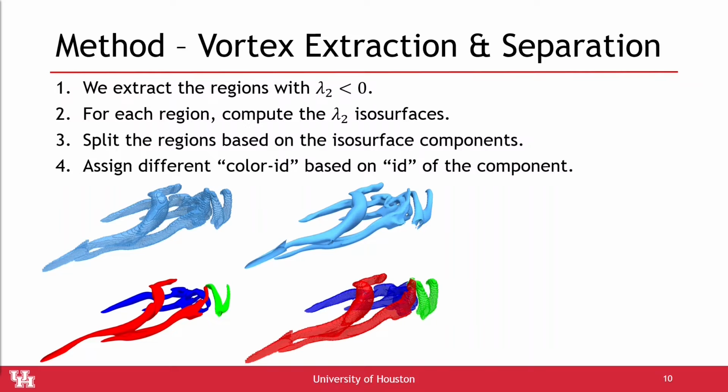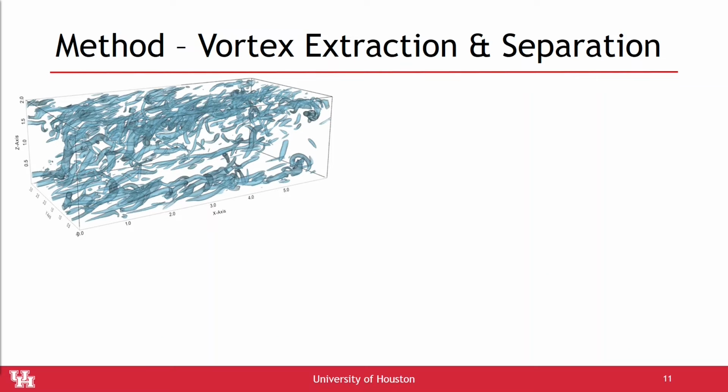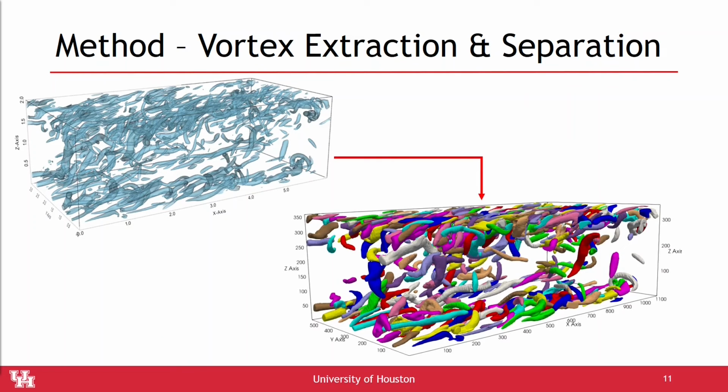This results in splitting of the vortical regions. We recursively perform this step until the regions can't be split anymore. This results in a hierarchical tree representing the spatial relation of vortices similar to contour trees. This way, the vortices which are entangled with each other can be separated, as can be seen in different colors in the bottom right figure.